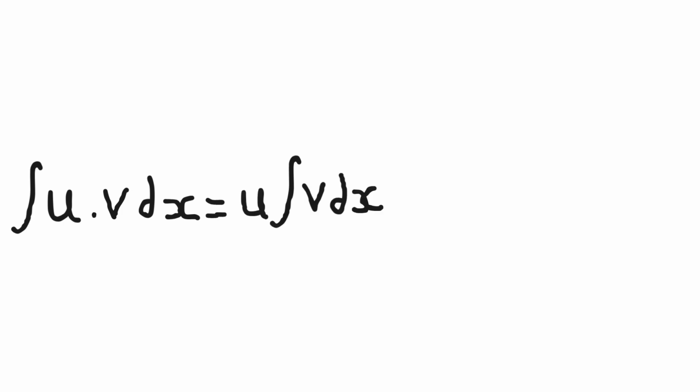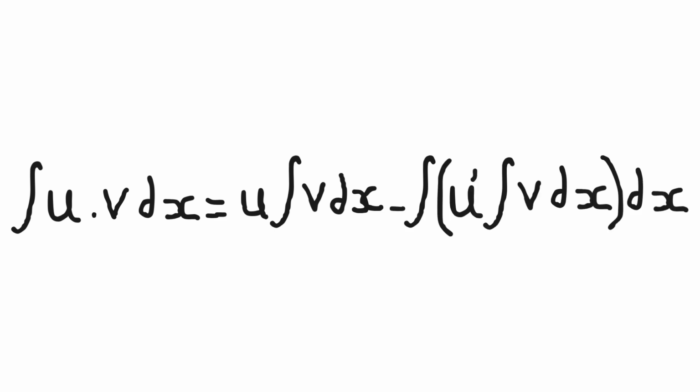Integration by parts is used to integrate the product of two or more functions, and if we take a look at the rule, it says that the integral of these two functions, u times v dx, equals u times the integral of v dx minus the integral of u prime times the integral of v dx.